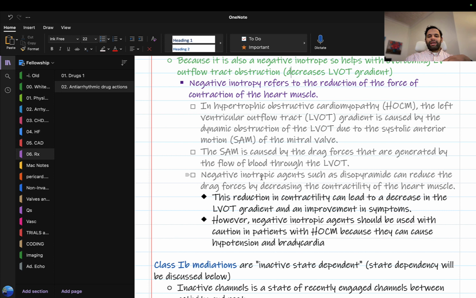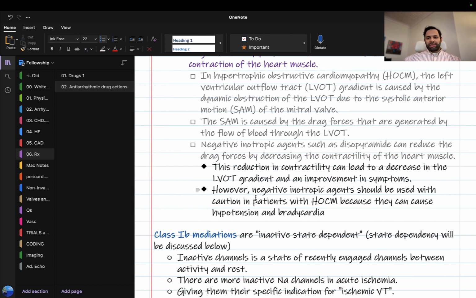Negative inotropic agents such as disopyramide can reduce the drag forces by decreasing the contractility of the heart muscles. This reduction in contractility can lead to a decrease in the LVOT gradient and an improvement in symptoms. However, negative inotropic agents should be used with caution in patients with HOCM because they can cause hypotension and bradycardia. And remember, in general, you want to fill up the ventricle, so you want to give the ventricle enough time and you want to relax it. If it fills up, then you have less LVOT obstruction.